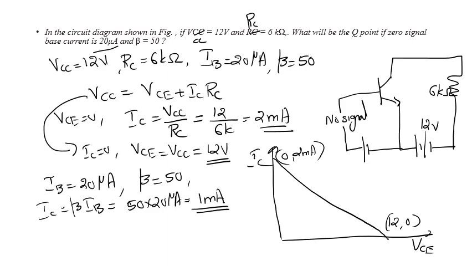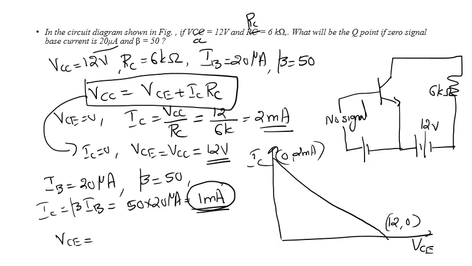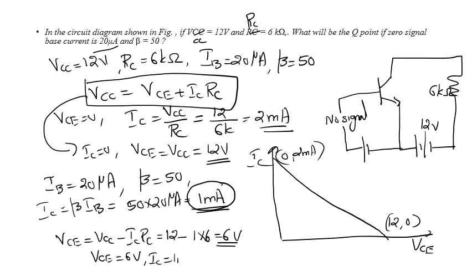So from there, the actual IC value passing through the circuit is 1 milliampere. In this equation, if we put the IC value, you will get the corresponding VCE value. VCE equal to VCC minus IC RC, so this is equal to 12 minus IC, which is 1, and RC equal to 6. So again this is equal to 6 volt. Okay, so our correct operating point is VCE equal to 6 volt and IC equal to 1 milliampere.